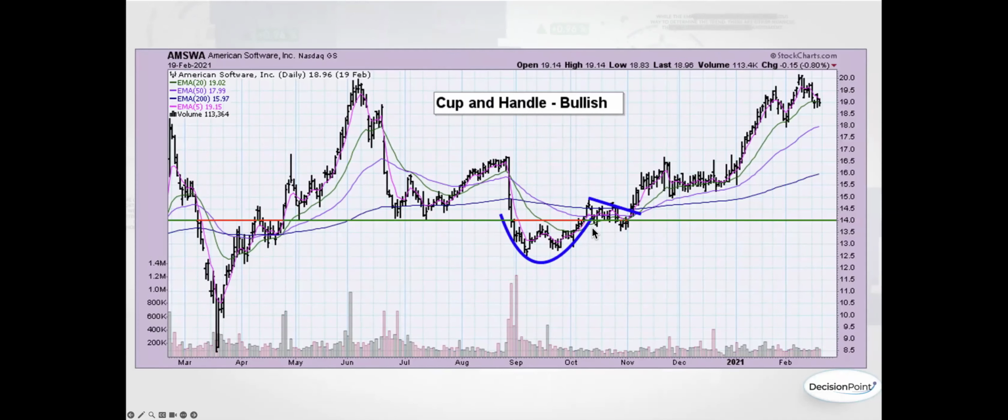The cup with handle pattern, I actually have one that's going on right now on the TLT 20-year bond chart that I can show you. I can also tell you that that pattern is trying to bust and not do what it's supposed to do. The expectation of a cup and handle is a breakout from the handle. You've got this saucer shape or a rounded bottom, and then you're going to see a declining trend off of that, and that's your cup with handle. The expectation is a breakout.